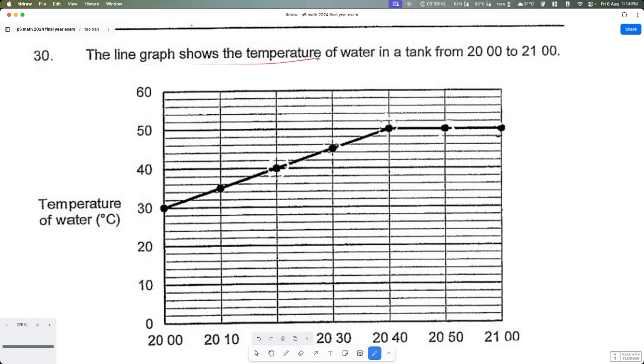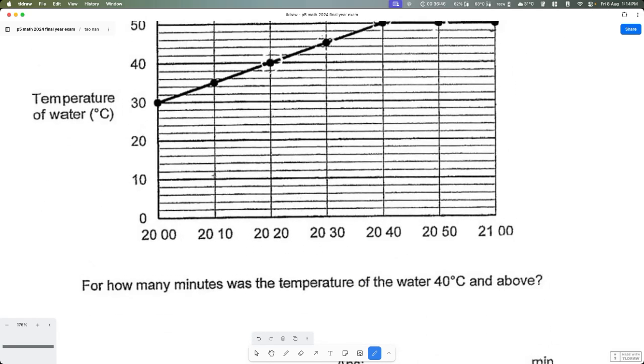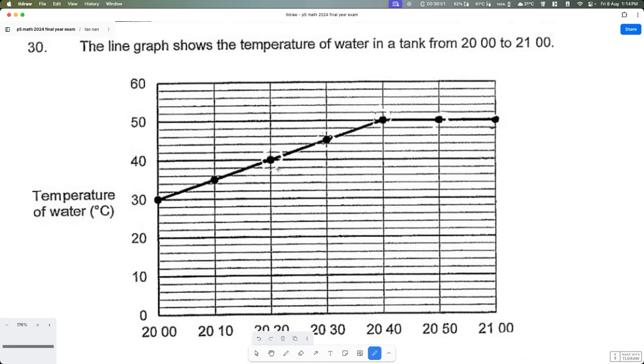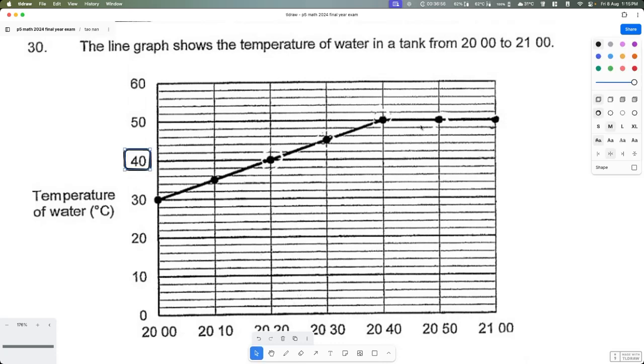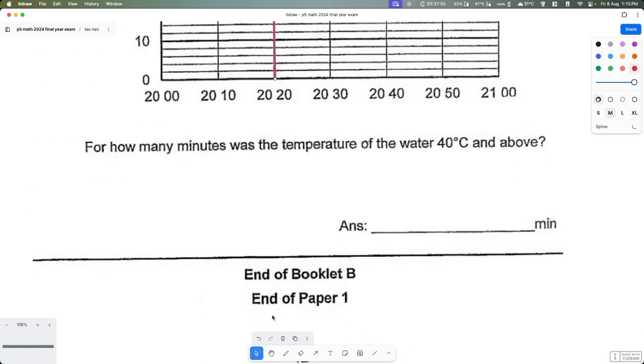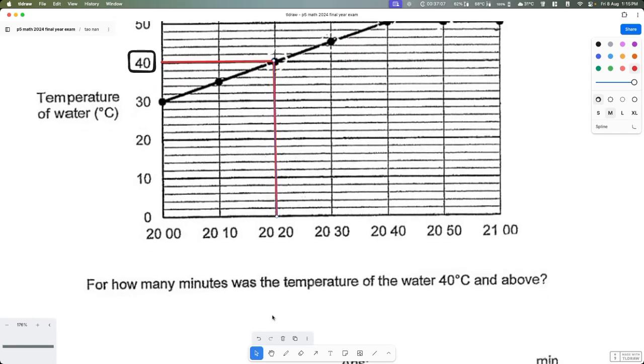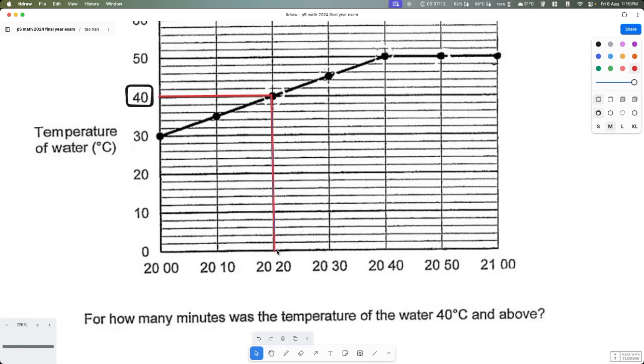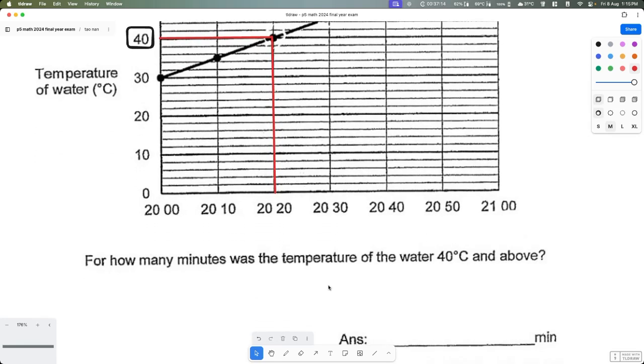The line graph shows the temperature of water in the tank from 20:00 to 21:00, so from 8 to 9 p.m. For how many minutes was the temperature of the water above 40 degrees? Okay, so we see 40 degrees over here, and then we draw the line. So from here, put a red, and then put another red as well. So I see over here. So for how many minutes was the temperature above 40 degrees? So from here, the water is at 40 degrees and above.